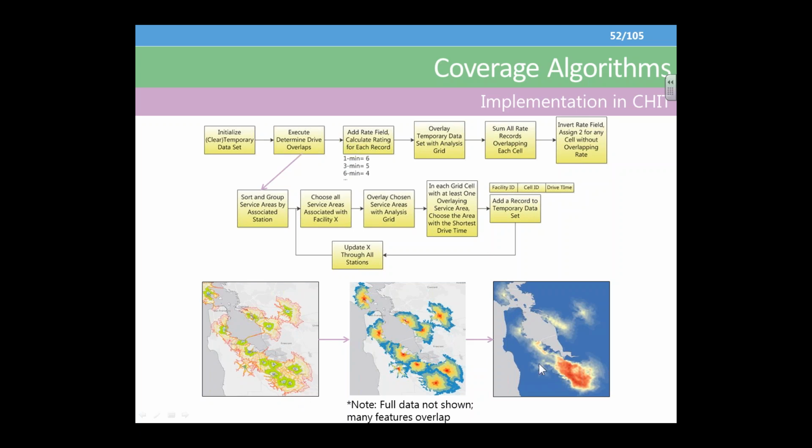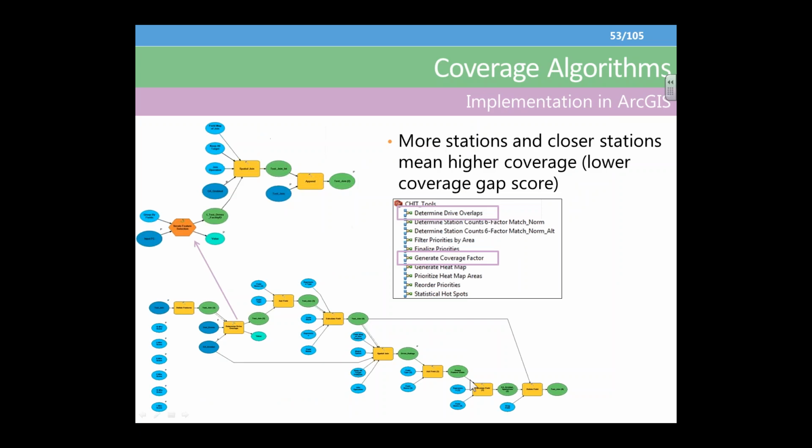And then after the algorithm, you get this. The color shading indicates that this high red area would be less desirable because it has high coverage already. This has the most coverage. You can see that all these drive times are overlapping down here in this region. So again, more stations and closer stations mean a higher coverage. Later on, that will then mean a lower coverage gap score.